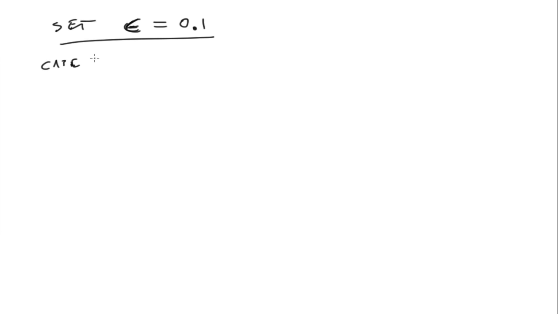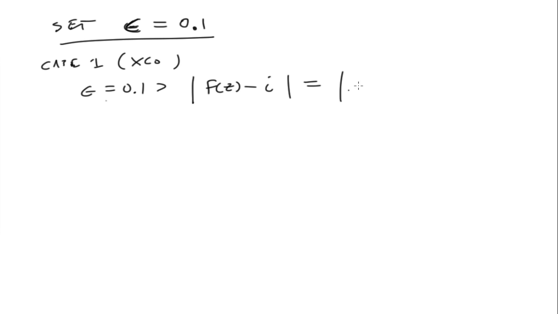So case 1, which is x less than 0. We write epsilon equal to 0.1, and we know that the function has to be within this error tolerance. So I write the magnitude of f of z minus I, our candidate limit. For this case, f of z is equal to 0 minus I, which is the magnitude of I, which is equal to 1. So we obtain a problem here because 0.1 is definitely not greater than 1. This is not true.